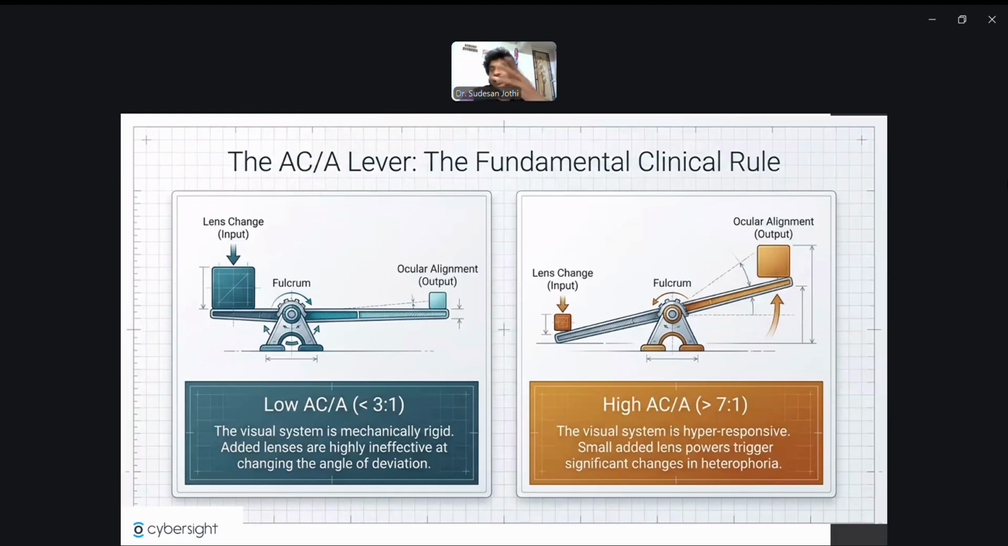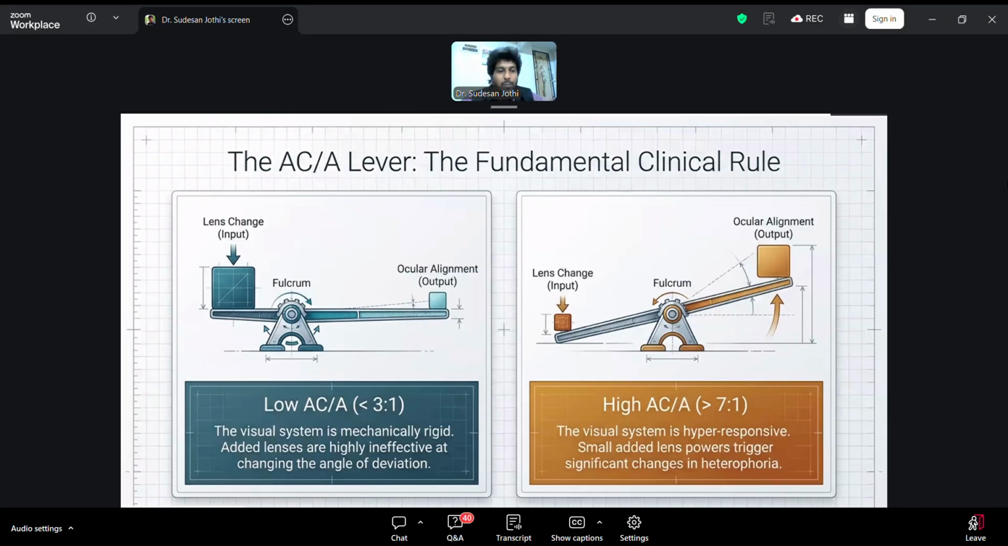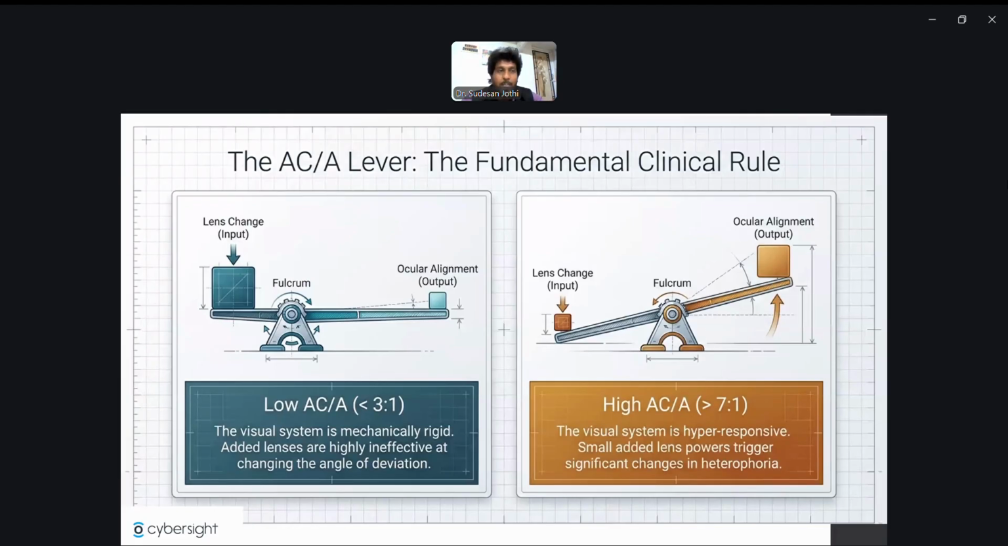And next is the AC/A ratio concept. This slide explains why treatment depends on the AC/A ratio. In a low AC/A ratio, changes in lens power produce very little change in eye alignment, making lenses less effective. However, when you compare a low AC/A ratio with a high AC/A ratio, even a small lens change produces a significant alignment change. Therefore, lenses are highly effective in managing high AC/A ratio conditions.